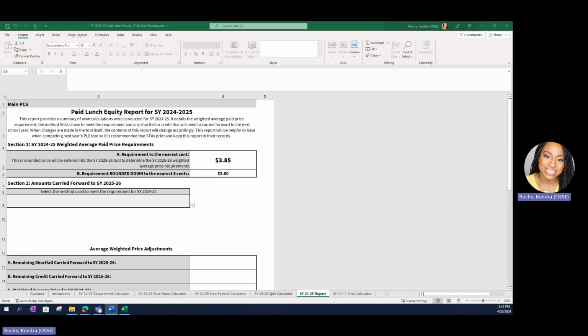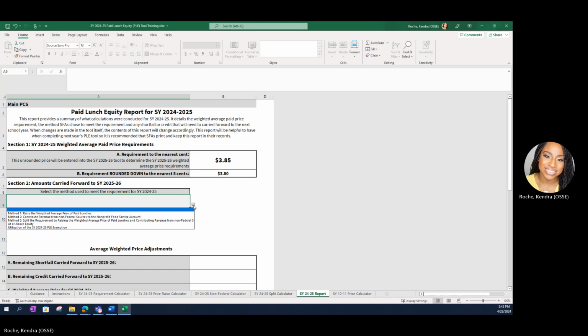Under Section 2, use the drop-down box to choose which method you are using to ensure sufficient funds are provided for paid lunch prices. Method 1 raises the weighted average price of paid lunches. Method 2 contributes revenue from non-federal sources to the nonprofit food service account. Method 3 splits the requirement by raising the weighted average price of paid lunches and contributing revenue from non-federal sources.